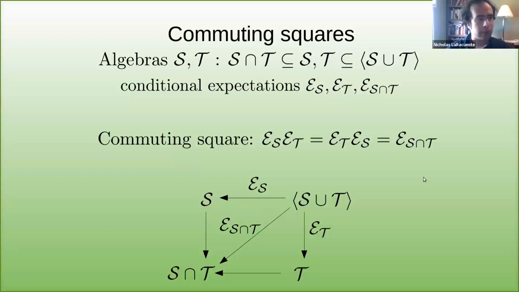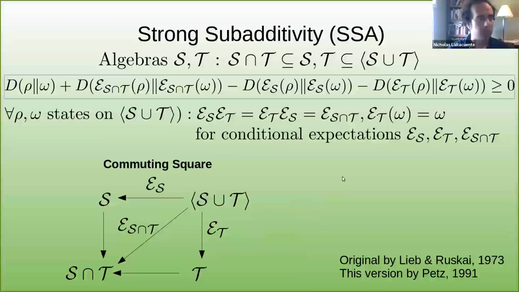And when a commuting square exists, the relative entropies taken with respect to these subalgebras will obey an inequality known as strong subadditivity. This is actually a form that was introduced by Petz. This is a later form. The original form of strong subadditivity, or SSA, came from Lieb and Ruskai in 1973. And this is essentially comparing the conditional expectations on the joint algebra and on the intersection algebra to the relative entropies with respect to conditional expectations on the subalgebras S and T.